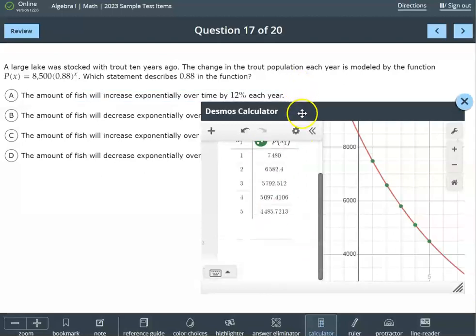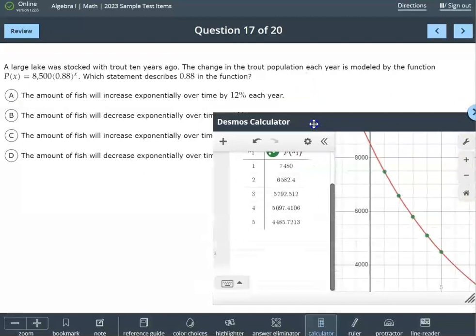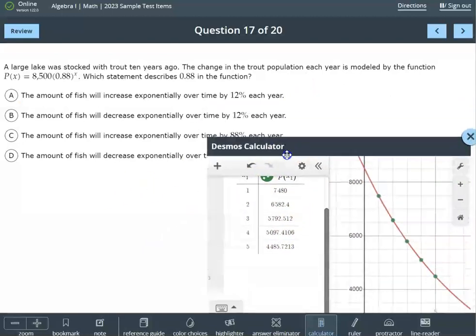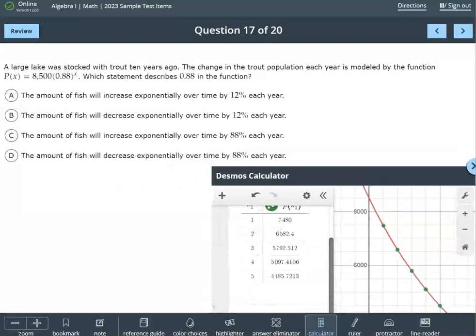So the question is, is this increasing or decreasing? Well, if the kids don't know it from the graph, they should know it from the actual numbers. It is actually decreasing. So we're going to go ahead and use our answer eliminator, and we're going to cross out answer A because it said increase, and answer C. So now the question is, is it decreasing 12% or 88%?